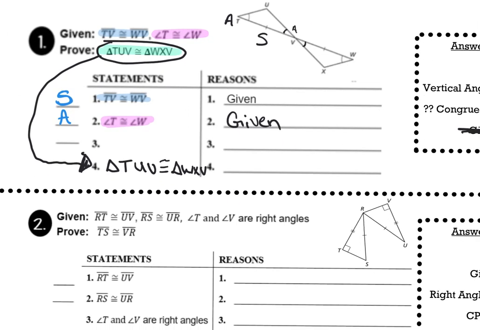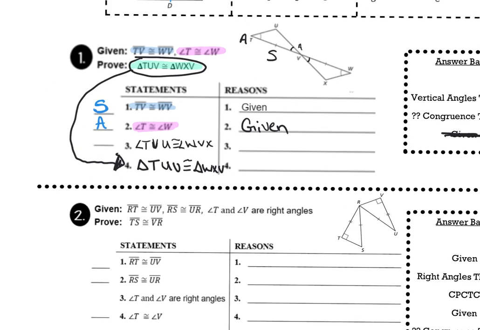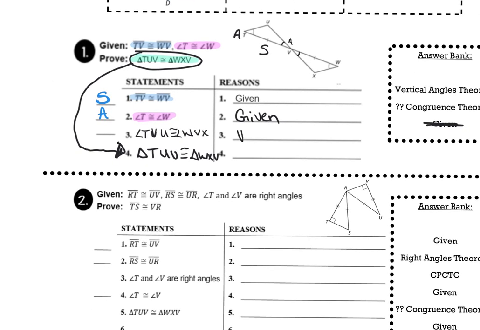So you have to be able to form that statement, and it's going to be angle TVU is congruent to angle WVX. Rewrite that, that was terrible. Angle WVX. And that is by vertical angles.